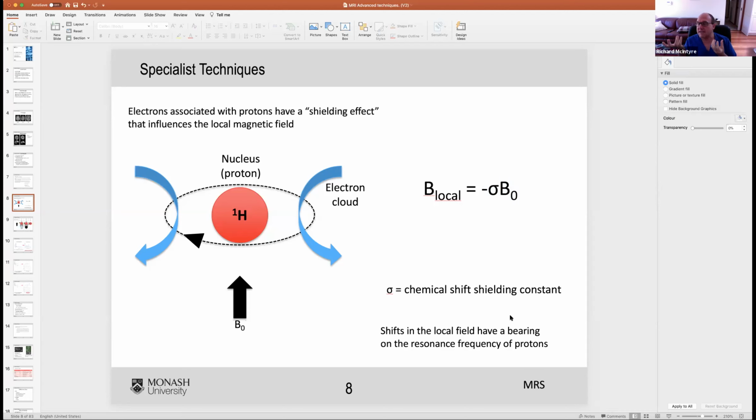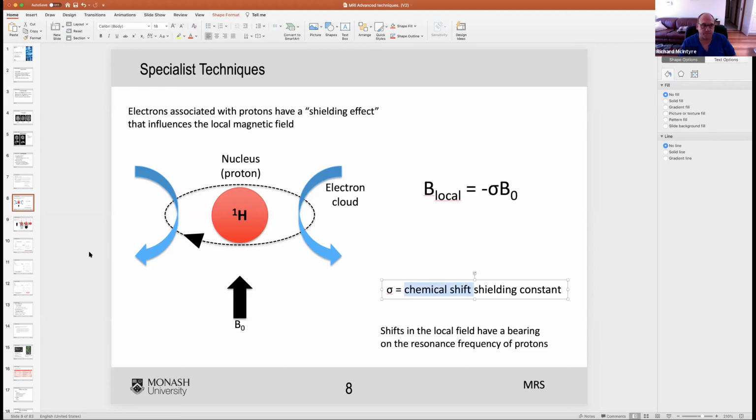Okay, and as I say, the perfect example, which we've discussed already, is the difference in fat and water. We know that in a 3 Tesla machine they spin 440 hertz apart, and that's what we've discussed as chemical shift.